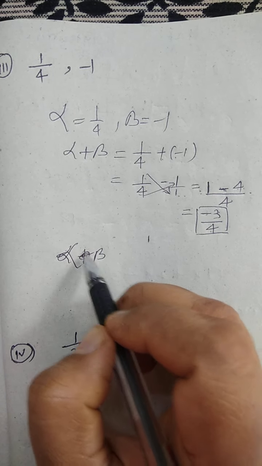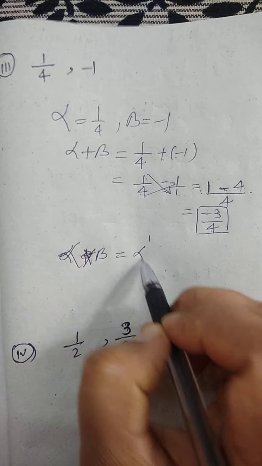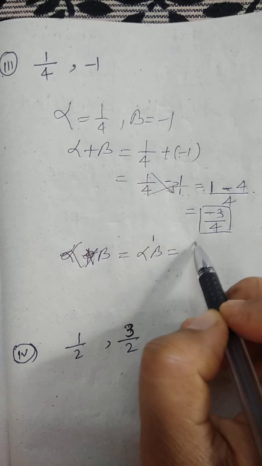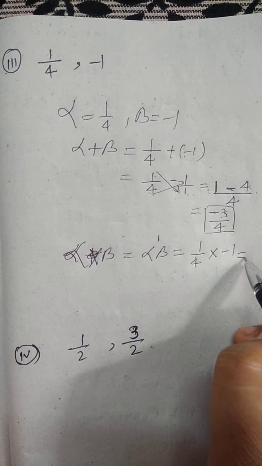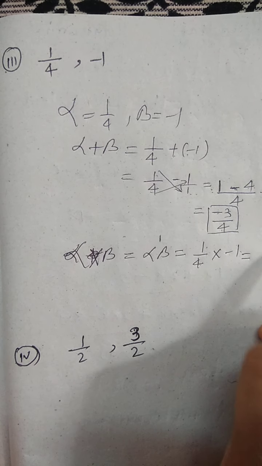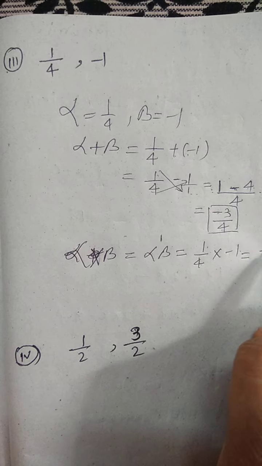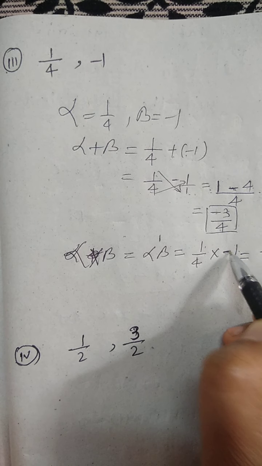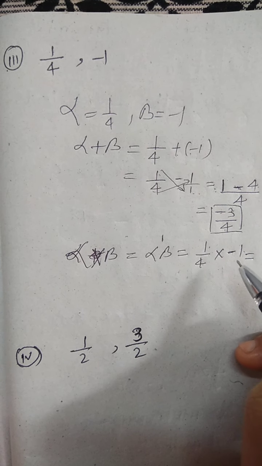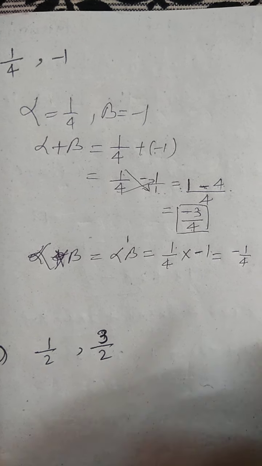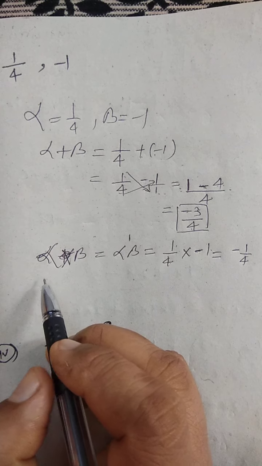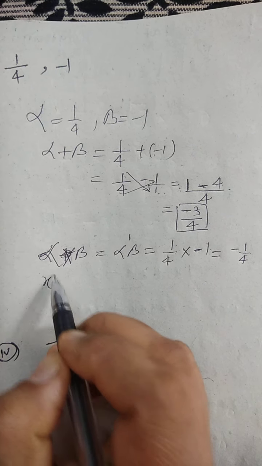Alpha into beta means alpha beta is equal to 1 by 4 into minus 1. 1 by 4 ones are 1 by 4, and a negative sign because there is only one negative sign. Two negatives make one positive, but here there is only one negative sign. So we get minus 1 by 4. Now after this, what to do? Yes, write down the formula.